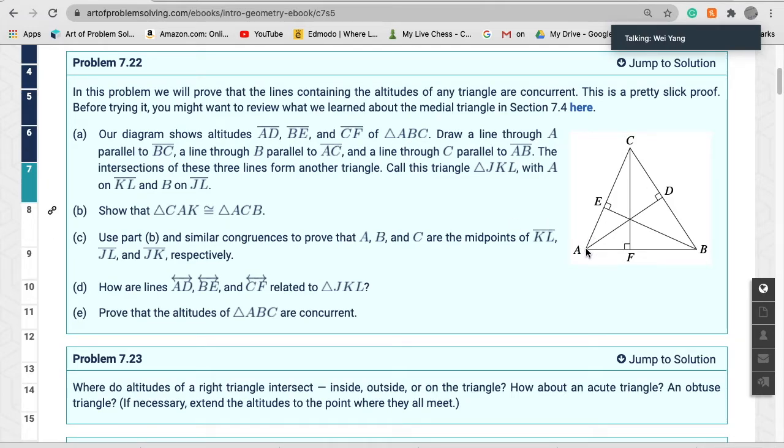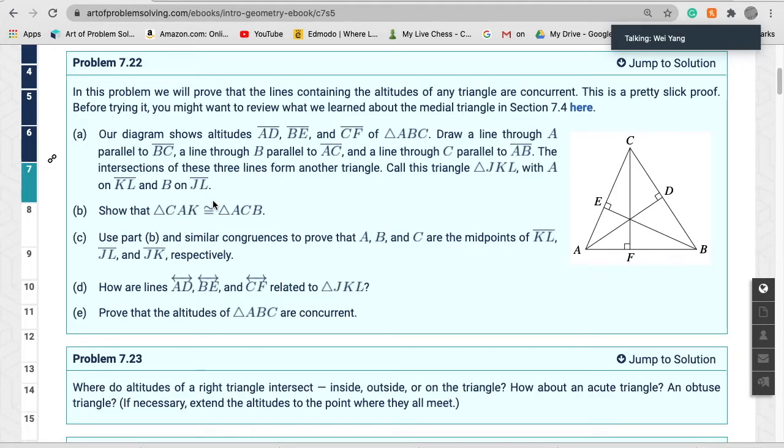Draw a line through A parallel with BC, and a line through B parallel with AC, and a line through C parallel with AB. Then these three lines will intersect at three other points. We'll see that later, okay? The intersections of these three lines form another triangle. Call that triangle JKL, with A on KL and B on JL.